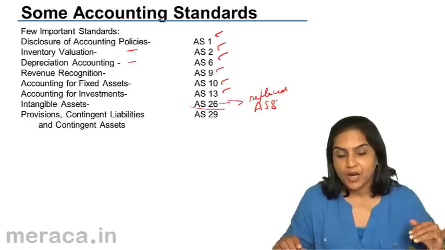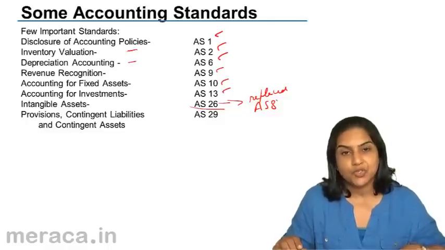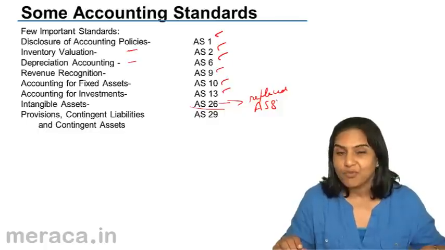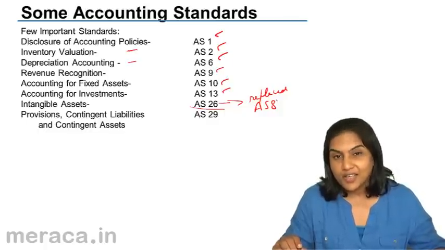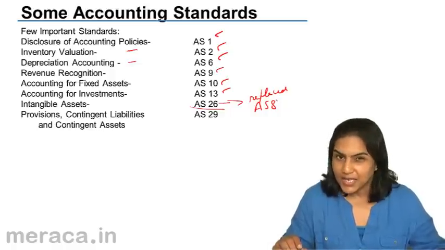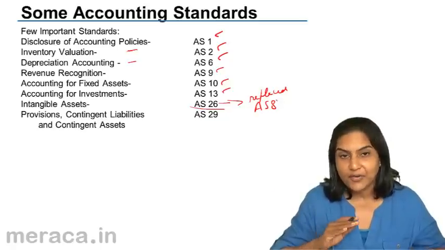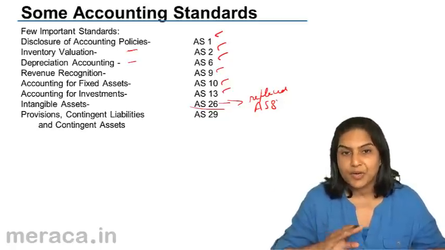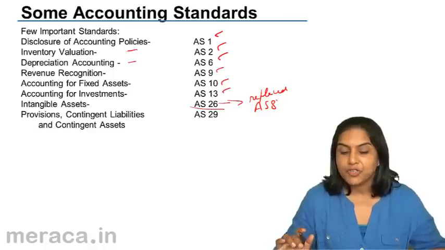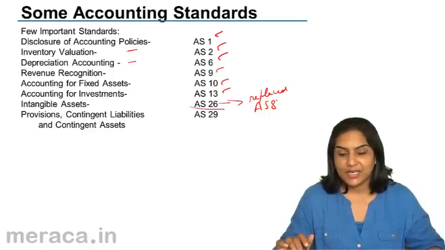So 1, disclosure of accounting policies. 2, valuation of inventories. 6, depreciation accounting. 10, accounting for fixed assets. 9 was revenue recognition. 13, accounting for investments. 26 is intangible assets, which actually replaced accounting standard 8. That accounting standard is no longer present. It has been cancelled. Provisions, contingent liabilities and contingent assets is AS29.